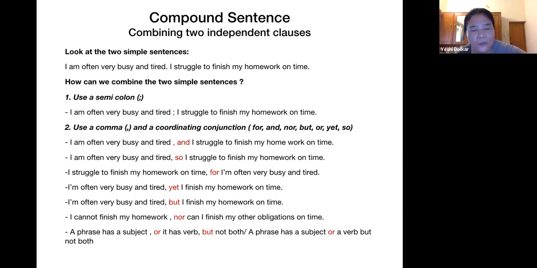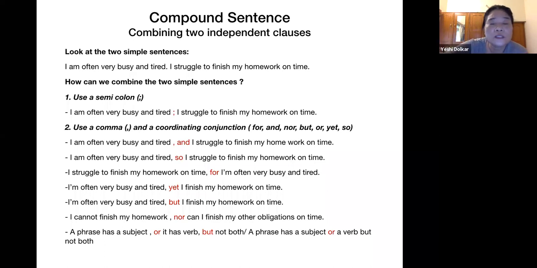So when you see a repetition of the same subject, there is no need to repeat it. You can use that same subject for both these phrases. A phrase has a subject or a verb, but not both. Don't repeat the subject there because it's the same subject you're talking about.